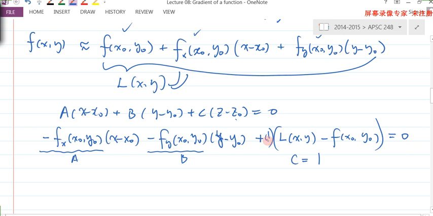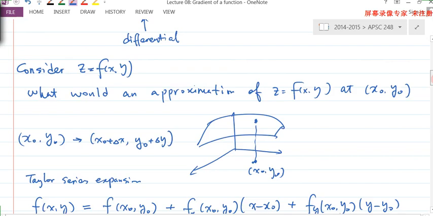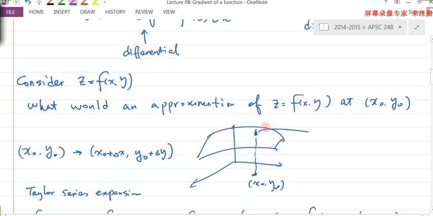And where does the plane go through? It goes through x naught, y naught, z naught. Yeah, that makes sense, right? That's where you want the plane to be. The plane goes through that point, this point here, which is x naught, y naught, and z naught. Okay?